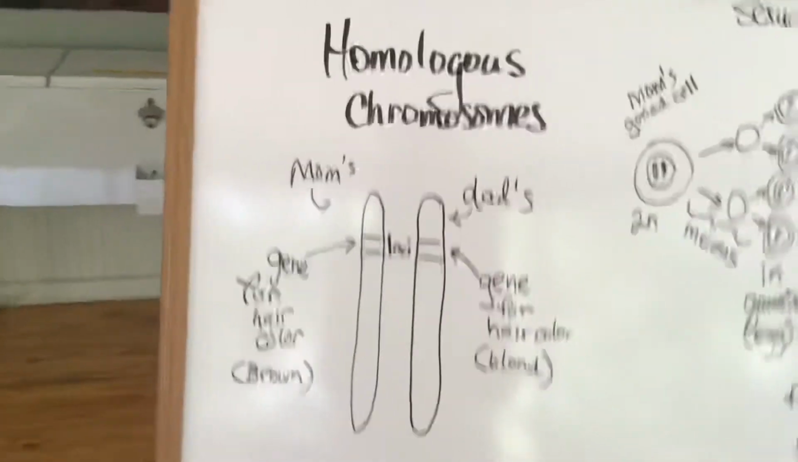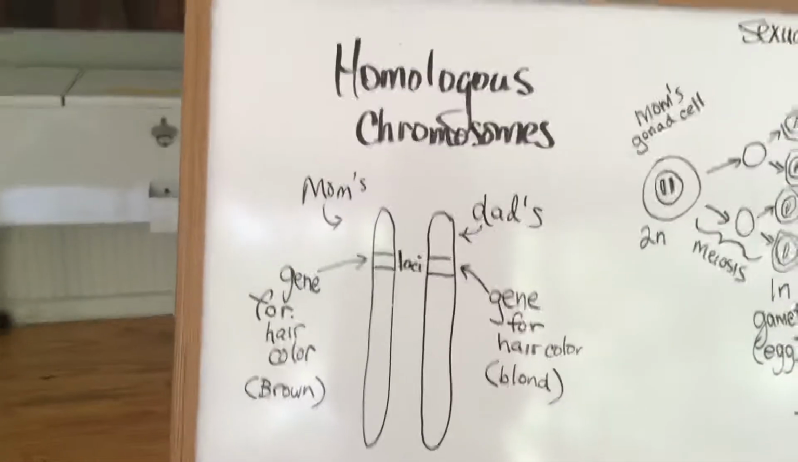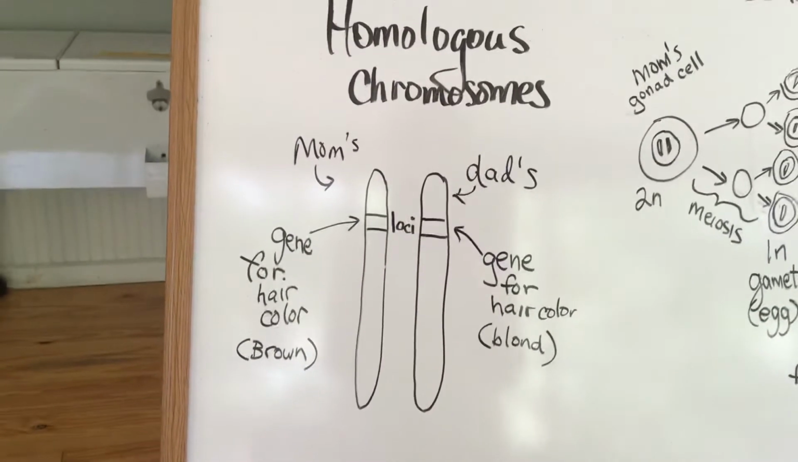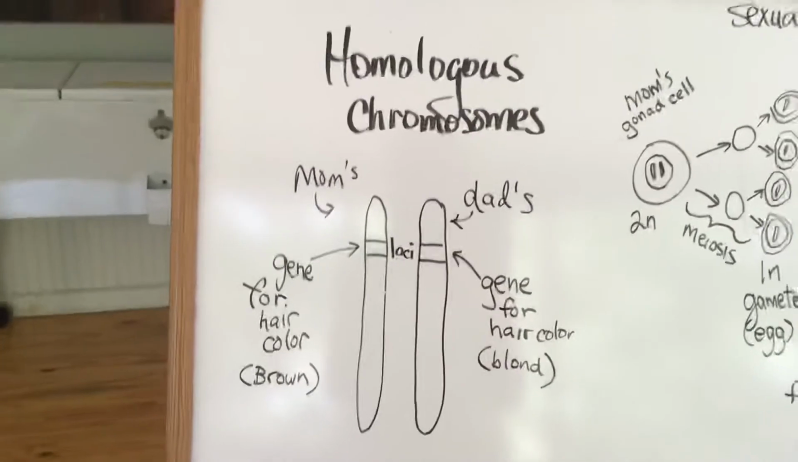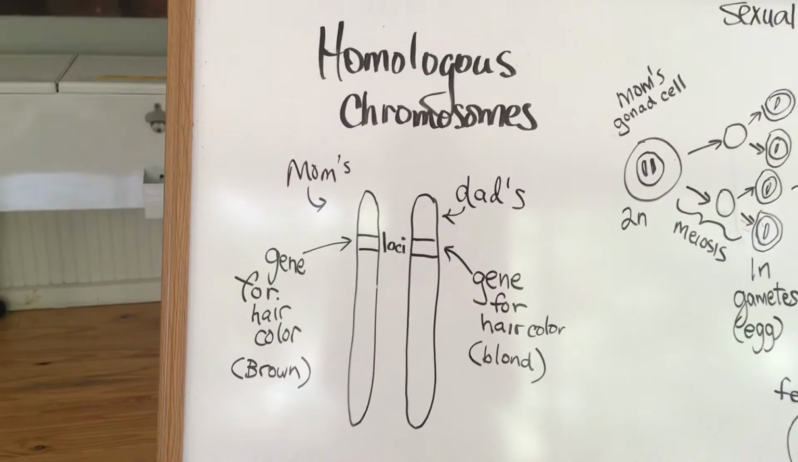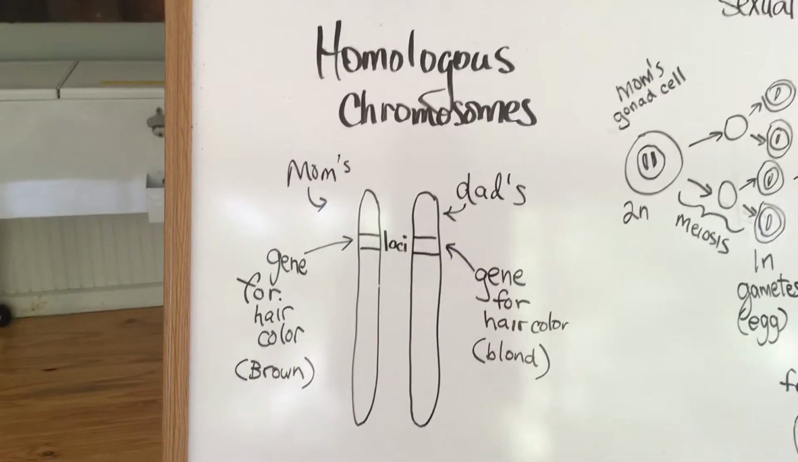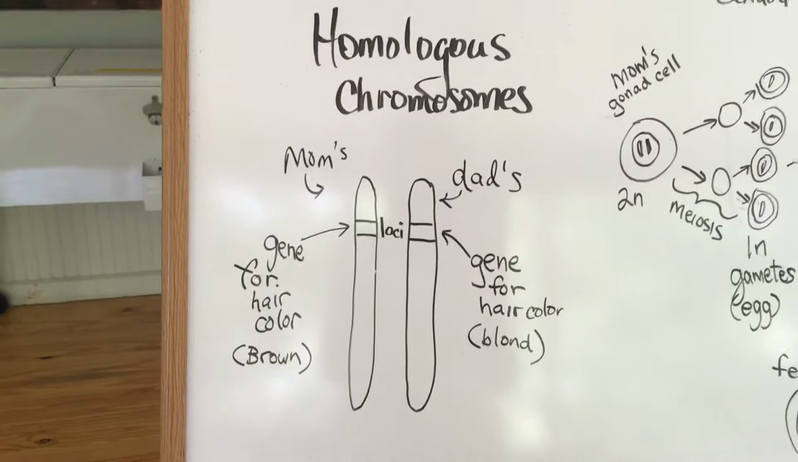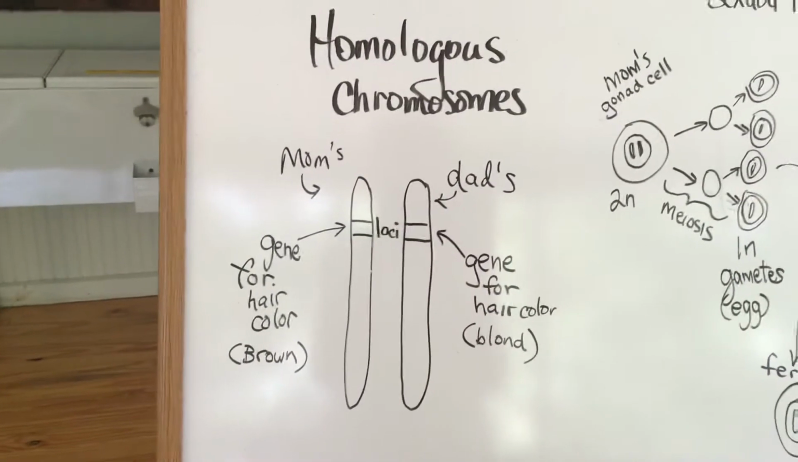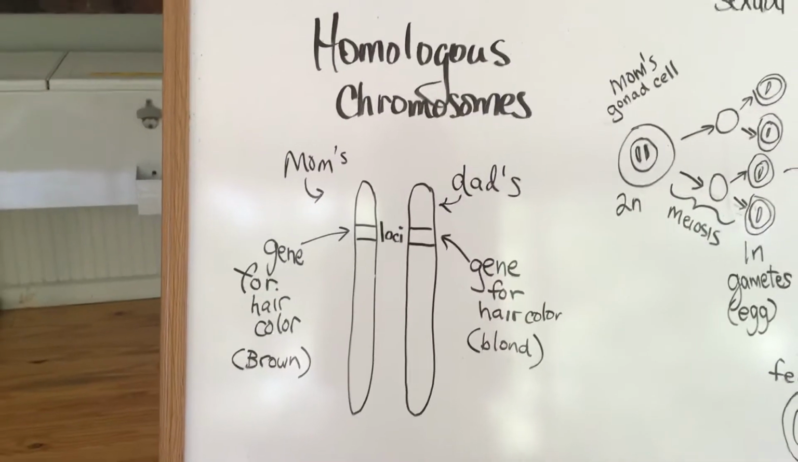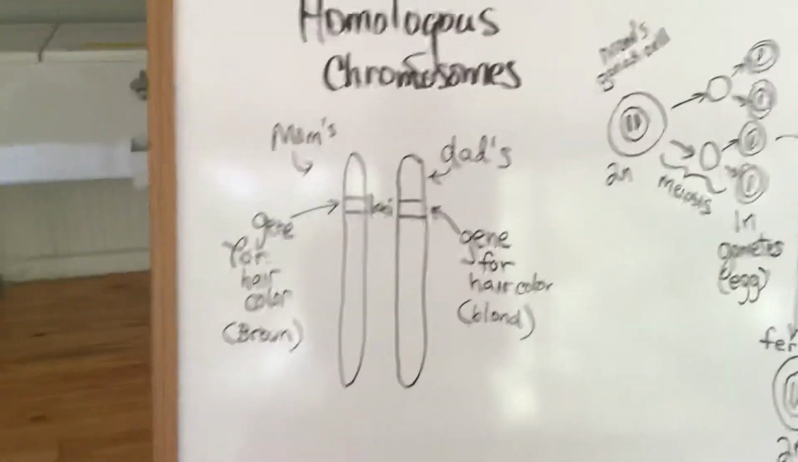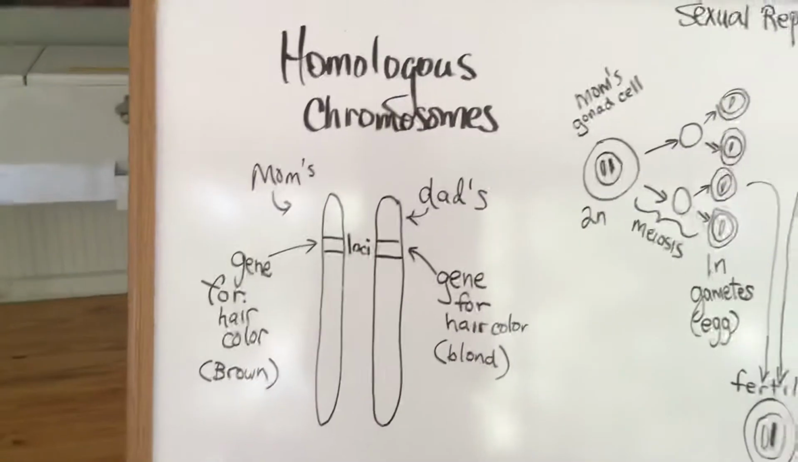So looking at the board here, we have a set of homologous chromosomes. Homologous chromosomes are chromosomes that are in sexually reproducing organisms like us. If you're sexually reproduced, that means you got some information from your mother and some information from your father. And most of us, like in humans, have 23 chromosomes coming from mom and 23 coming from dad.